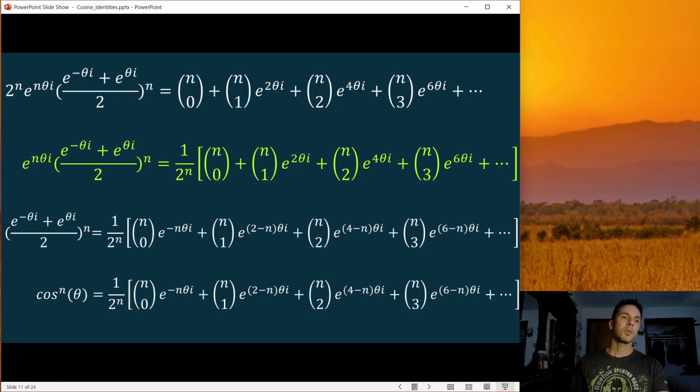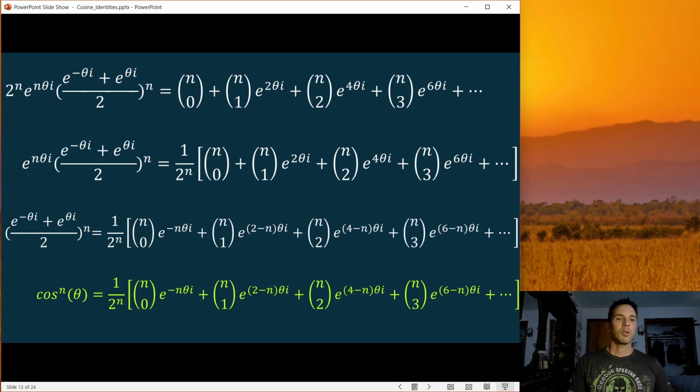And for the next step, we're going to take the e to the n theta i and put that one on the other side of the equation. So in this case, you're going to have e to the negative n theta i, and e to the 2 minus n theta i, and so on and so on. So on the left side now, we have just the expression for cosine to the n power, as we see here. So technically, we've really just accomplished the mission where we finally have an identity for cosine to the n power generalized, but it's a little bit ugly. It's a lot bit ugly.